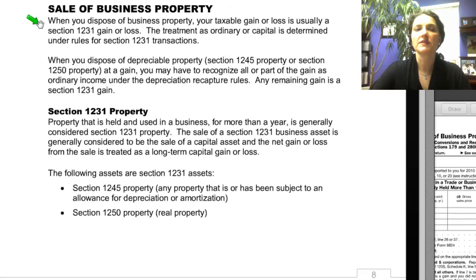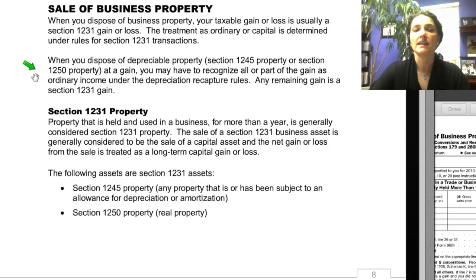Next, we're going to talk about the sale of business property. When you sell or dispose of business property, your taxable gain or loss is usually a Section 1231 gain or loss. The treatment as ordinary or capital is determined under rules for Section 1231 transactions. When you dispose of depreciable property, Section 1245 property or Section 1250 property at a gain, you may have to recognize all or part of the gain as ordinary income under the depreciation recapture rules.